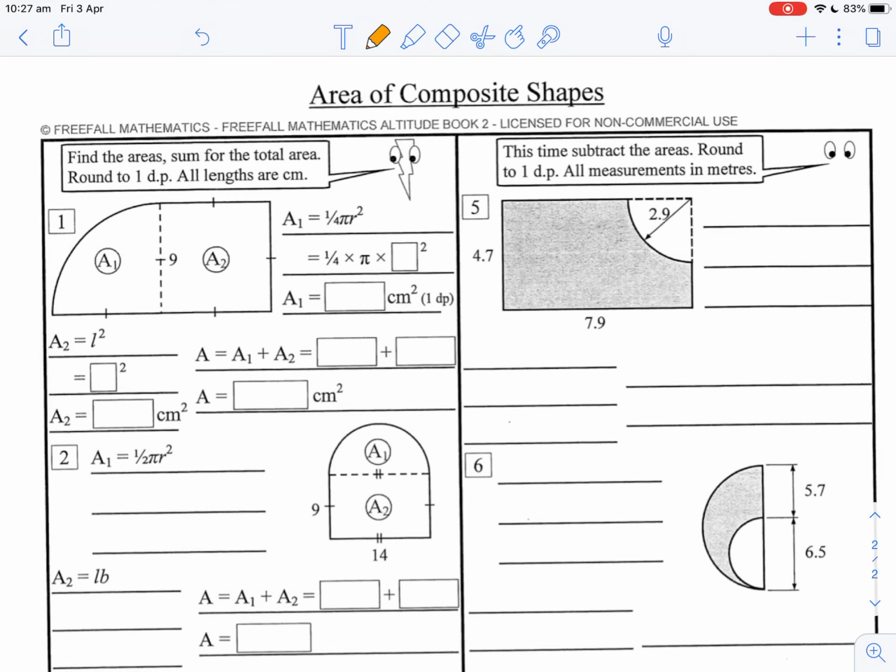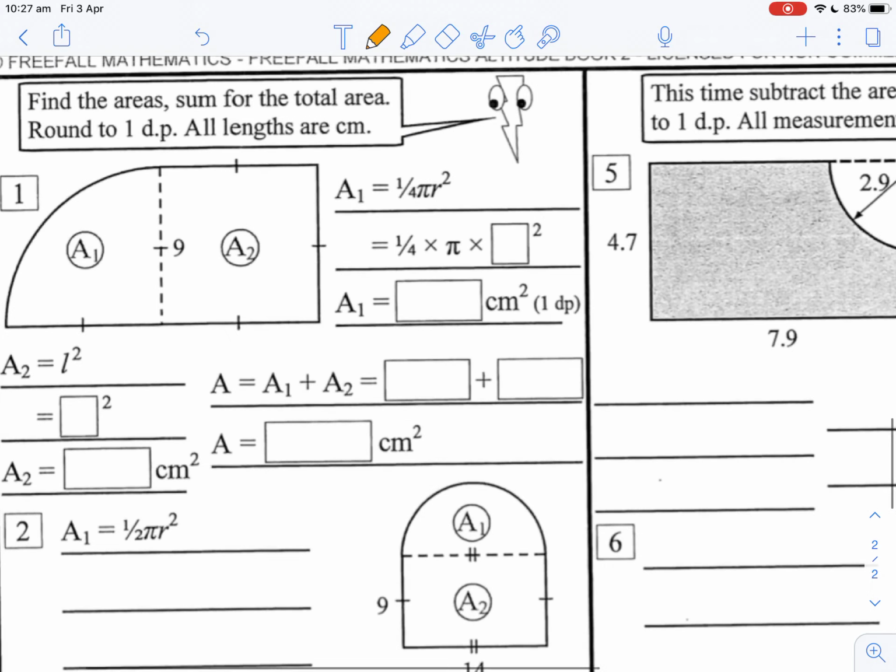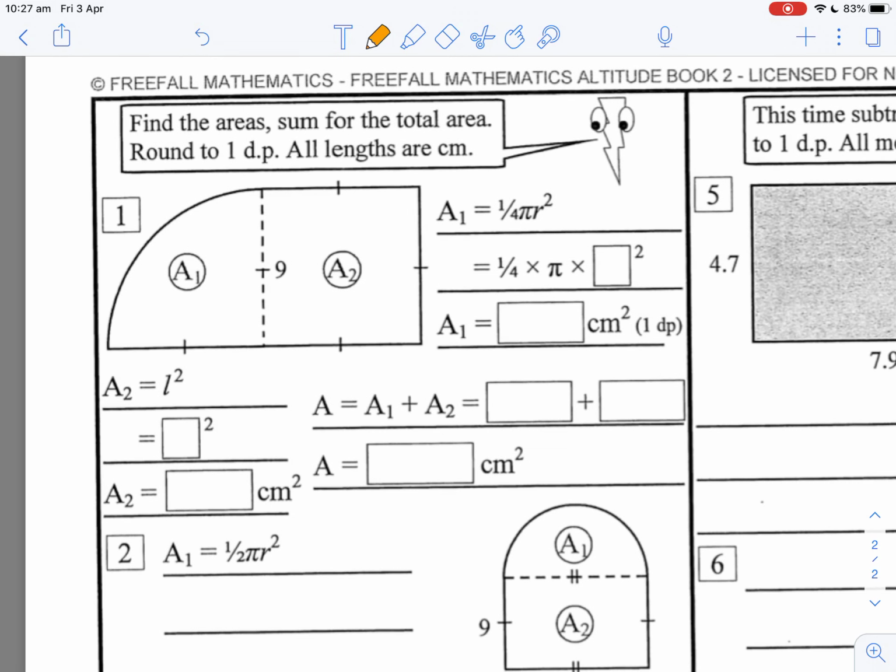Okay, this is a few more composite shapes. Most of these ones include circles or parts of circles, so I'll do a few of these and get you started as well. So the first one, number 1, and again, I don't really care how you set these out, so don't get too stressy about the presentation.